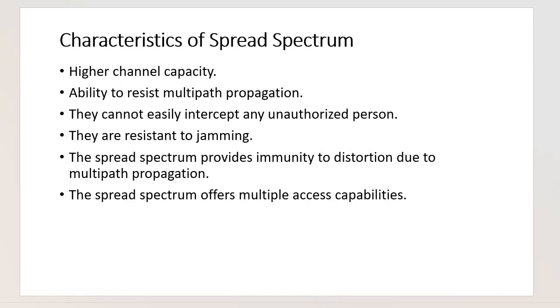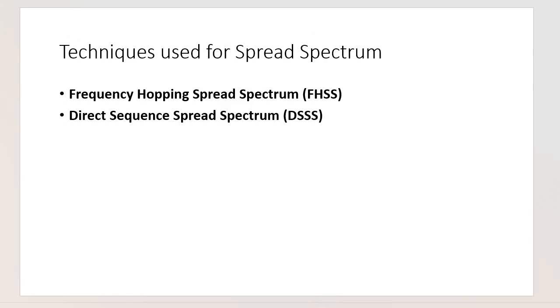Here are some characteristics and advantages of spread spectrum: high channel capacity, resistance to multipath propagation, high security and low probability of interception, strong resistance to jamming, and support for multiple users, that means multiple access capability. The few techniques are frequency hopping spread spectrum and direct sequence spread spectrum.